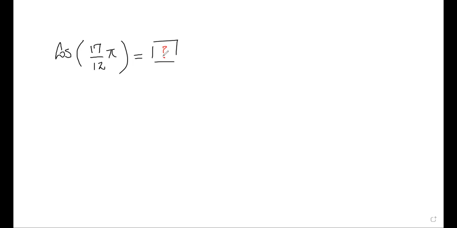Now, in order to find this, somebody tell me, what should I do first? What is the best thing that they can suggest to attack this problem? Any idea? 17pi/12, what is the cosine of that? What's the best thing that comes to your mind? The first and the most important strategy to solve it. Fantastic.